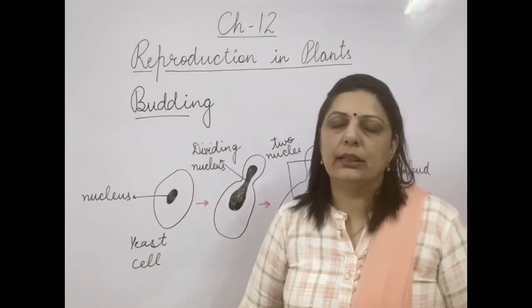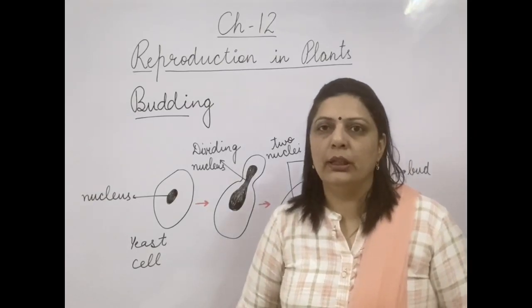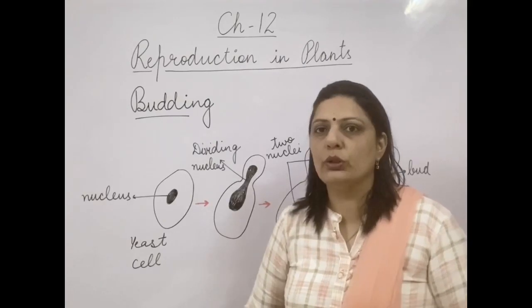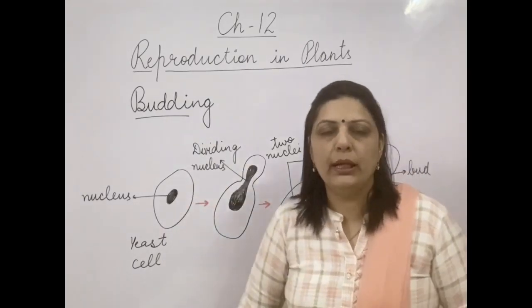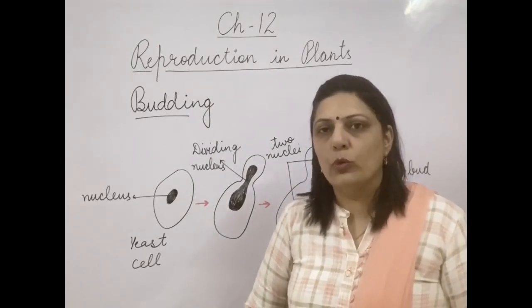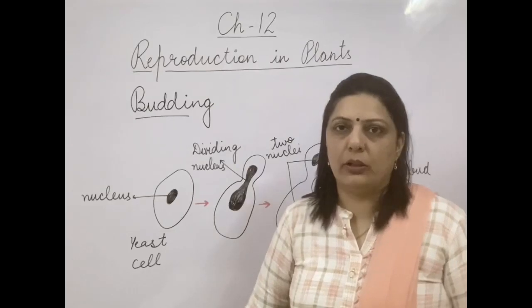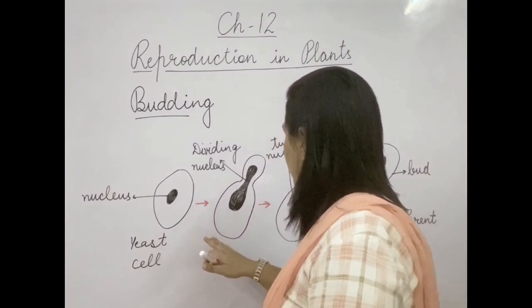Now, budding is basically the process in which a bud is formed. A bud is a protruding part which grows outside the body of the parent. When it detaches from the body, it has the ability to grow into a complete individual. Most yeast grow by the method of budding. And how it happens, you will understand better with the help of this diagram.